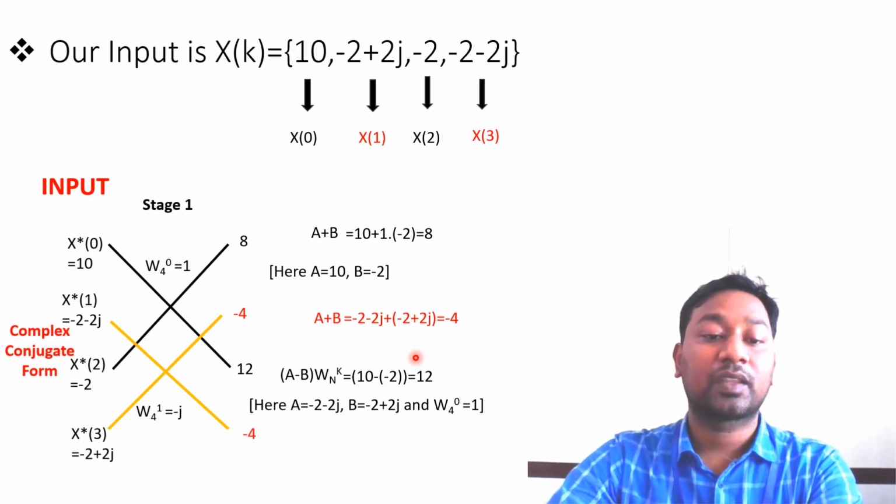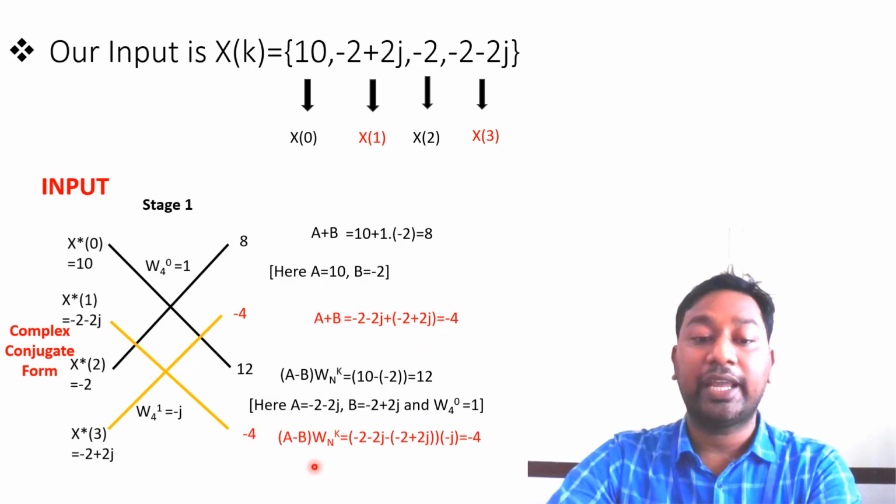Now coming to the next output, a minus b times omega n to the power k: minus 2 minus 2j minus minus 2 plus 2j, into minus j. Here the twiddle factor value is minus j, so it will be multiplied there. In the first case there is no twiddle factor, so we do not multiply anything. But in the second we include the twiddle factor in the calculation, so we get the answer minus 4. So that is stage 1.